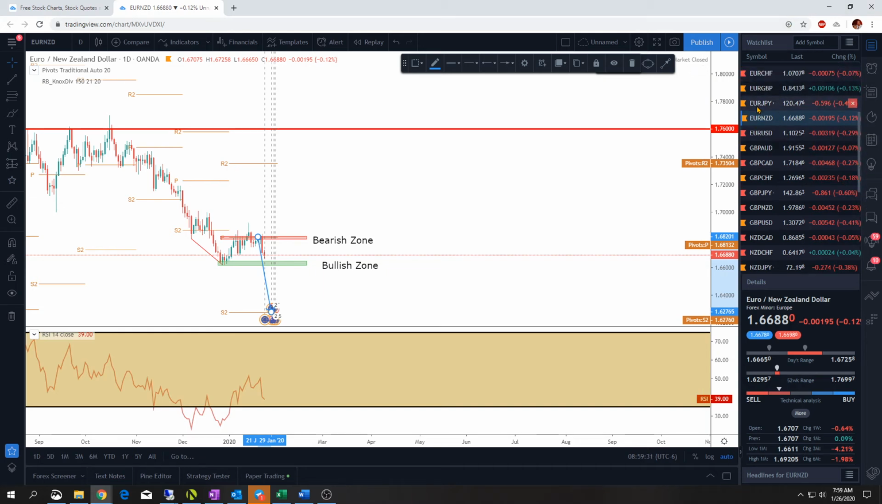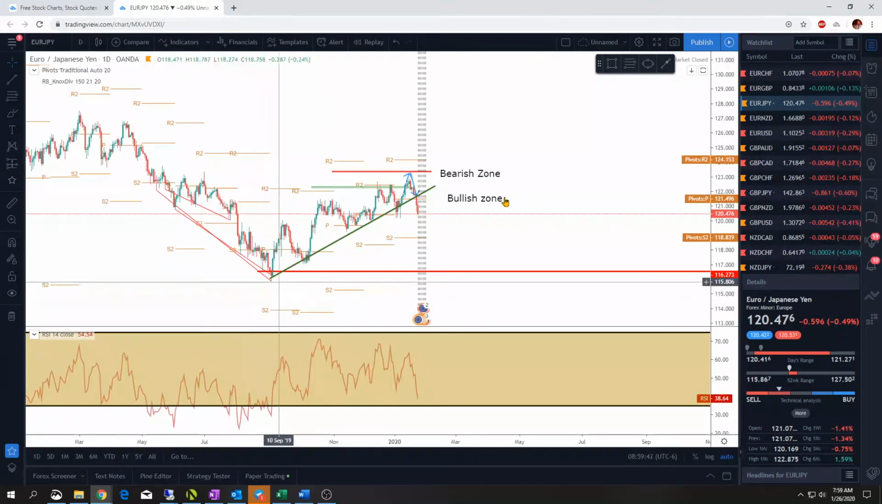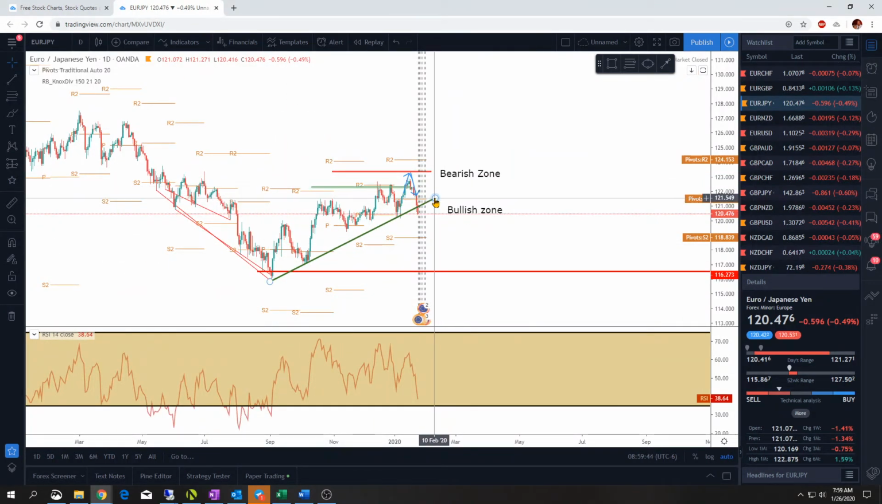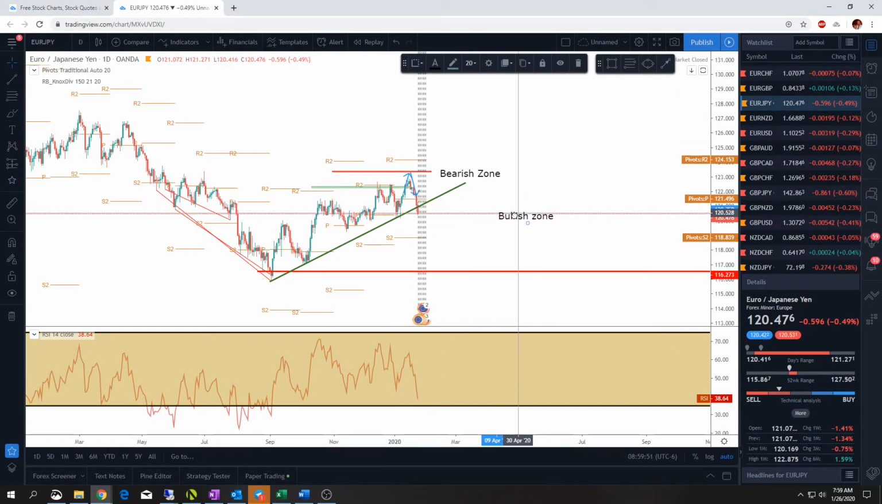Let's look at Euro JPY again. We predicted this, and then we predicted this. So now we have a break of this trend line. Right? So if you draw your trend lines on the wick, guess what we have? So you break out traders.